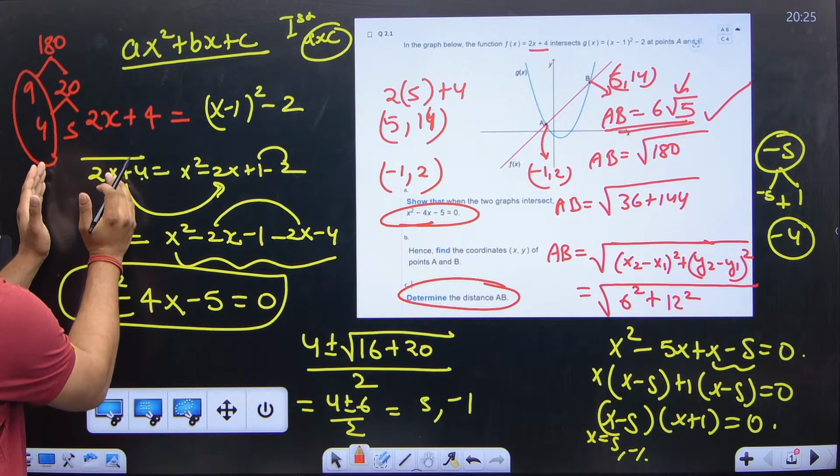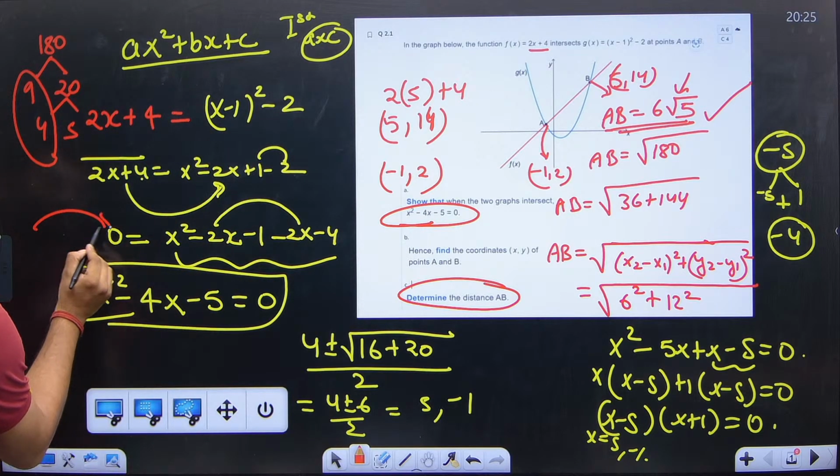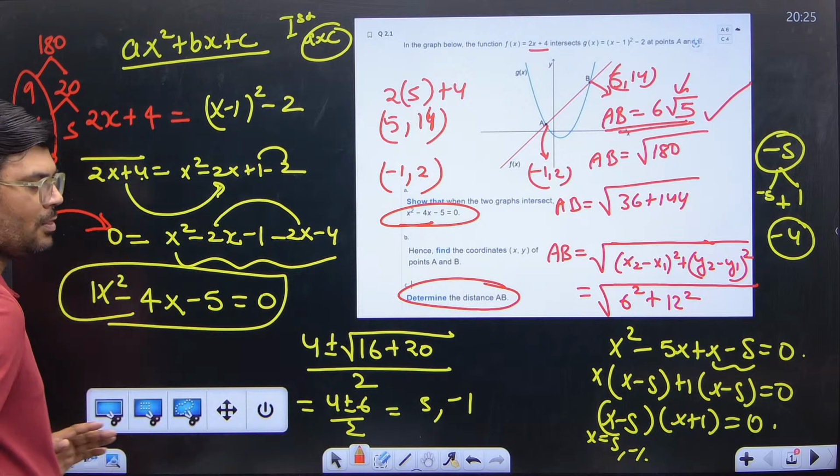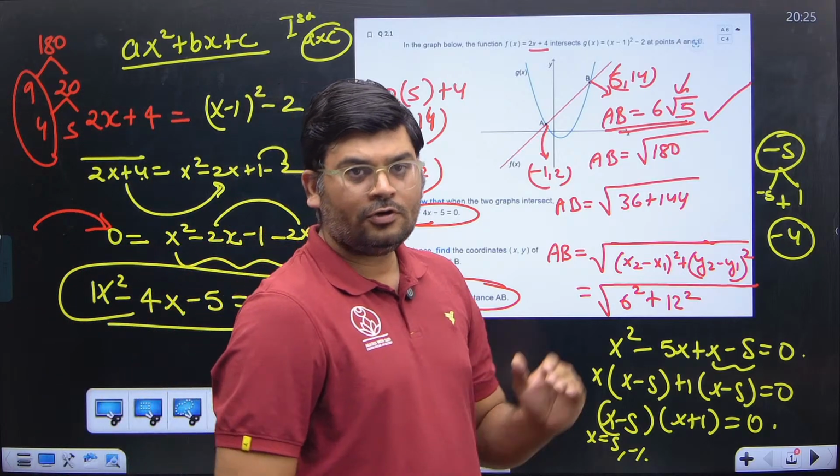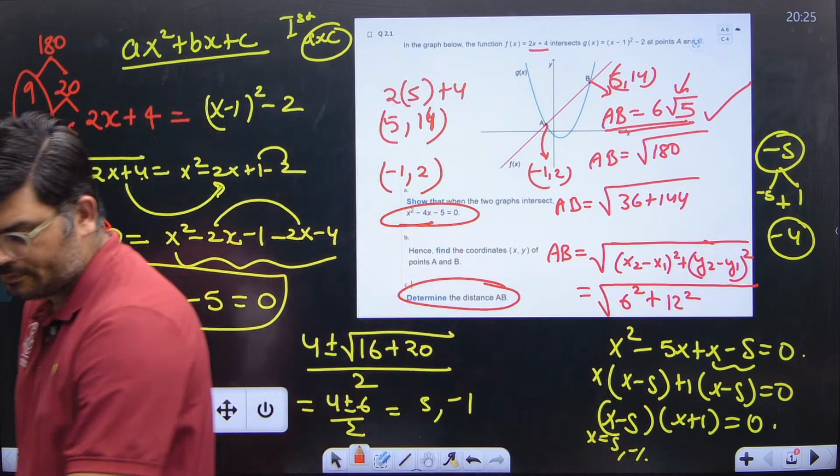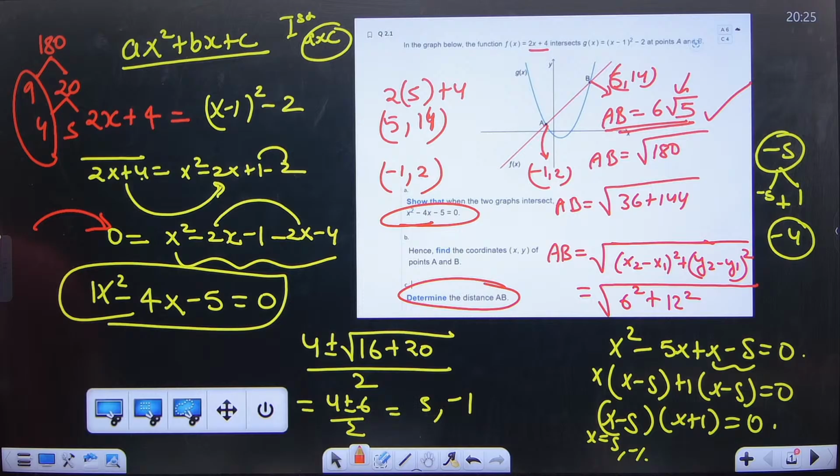When you are moving one thing to the other side, it has to be left with 0. Most of the students forget about 0. So you have to write 0 as well. Are you getting it? Yes. Okay.